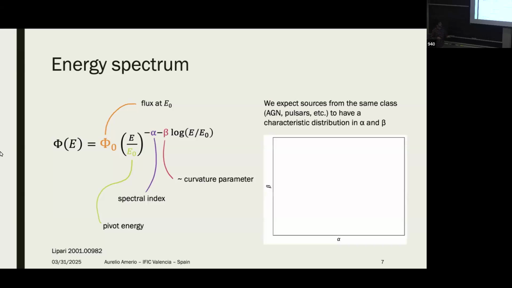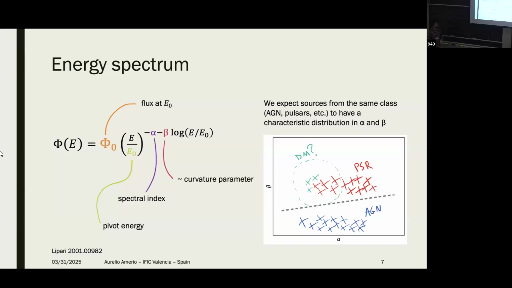Now, we can expect sources from the same class to have characteristic distributions in alpha and beta. And for this reason, if this distribution is quite distinct, we might be able to define a model that does some kind of discrimination of these classes of sources by using this feature, that is to say, the distribution of the energy spectrum. And this is what we're going to do first. So we're going to try to discriminate different classes of astrophysical sources among the unassociated gamma ray sources. And then we want to test to see if there is an additional population of gamma ray sources that could be dark matter subhalos.